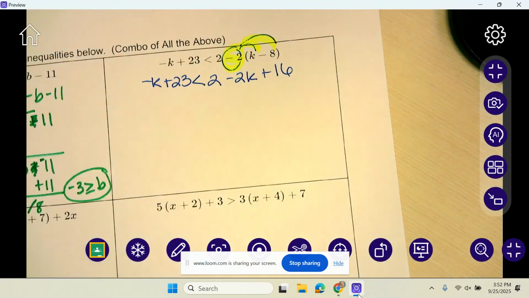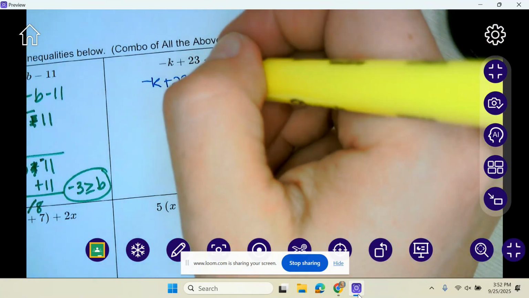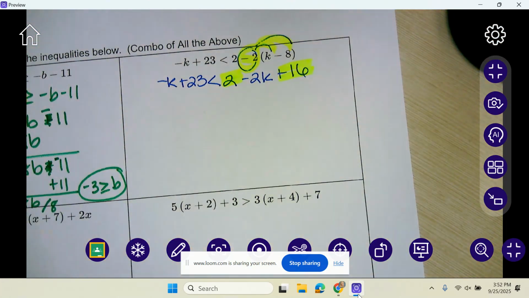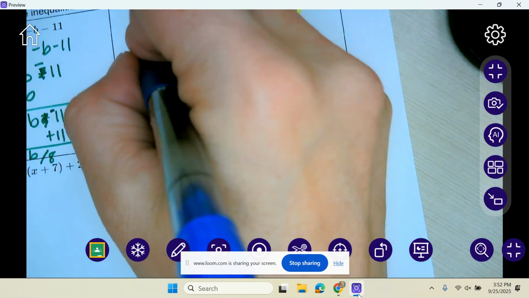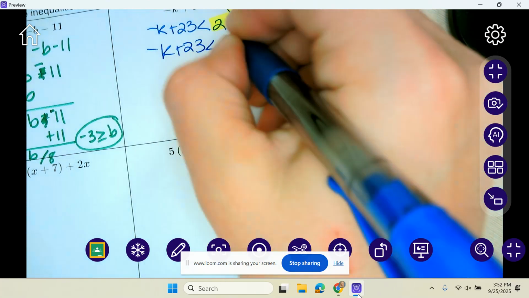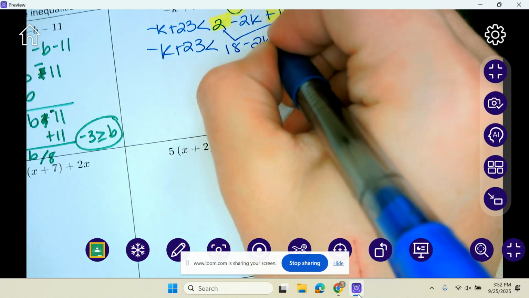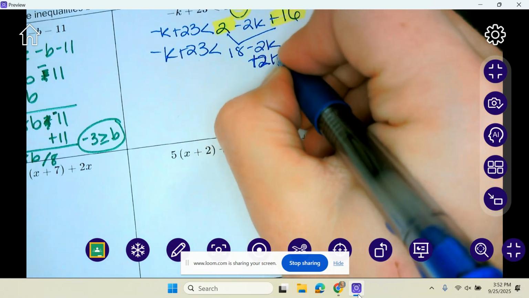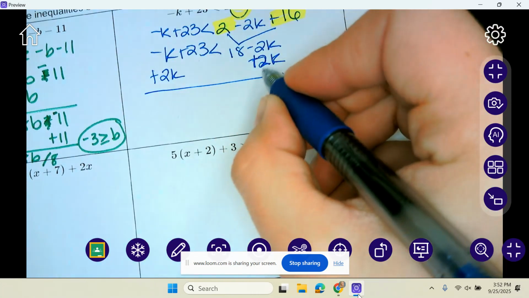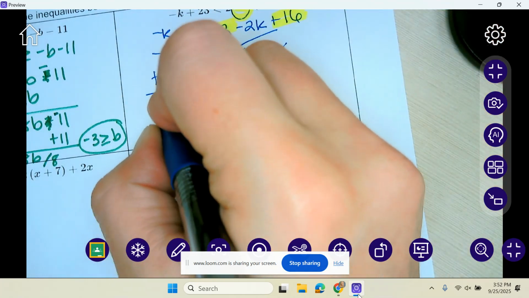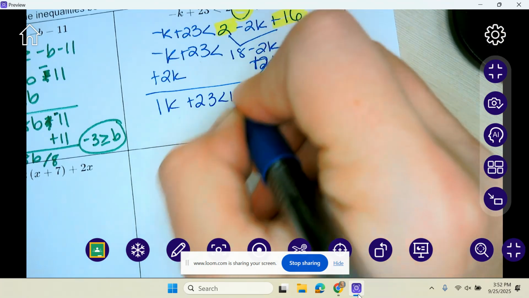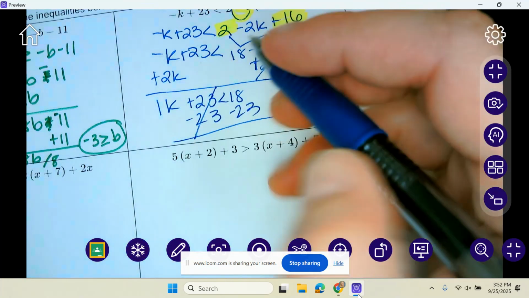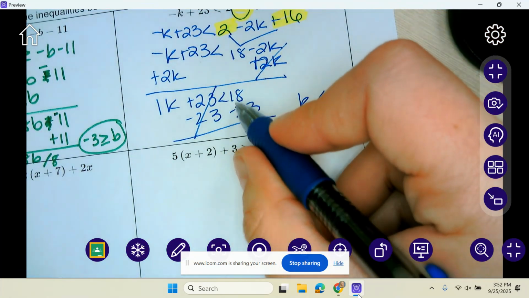All right, so next up is combine like terms. So I have a positive 2 and a positive 16. So that's going to give me 18. Okay, so now I'm going to move my variable. So I'm going to move the 2k over. The side cancels. That is 1k. Next up is take away 23. Cancels. So I'm just left with k on the left side. And then over here, I get -5.